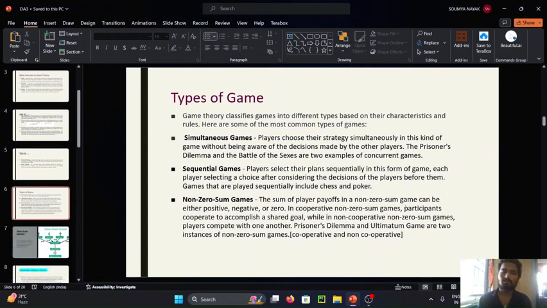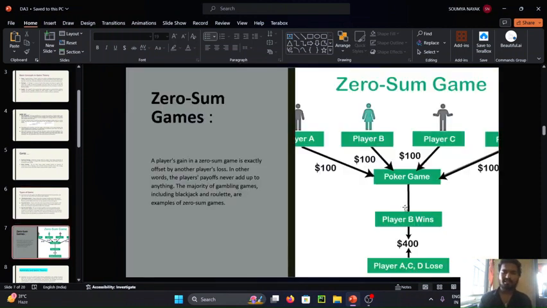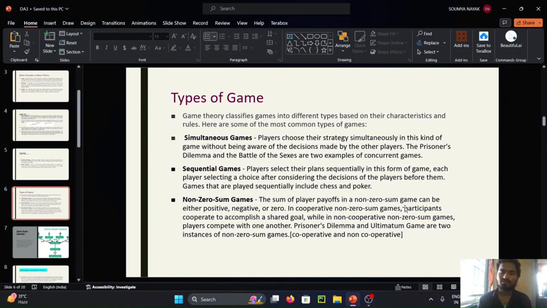Game theory classifies games into different types based on their characteristics and rules. Here are some of the most common types of games: simultaneous games, sequential games, non-zero sum games, zero sum games, and we can add cooperative games and non-cooperative games. We'll talk about cooperative and non-cooperative games later. So first, let's jump into simultaneous games.